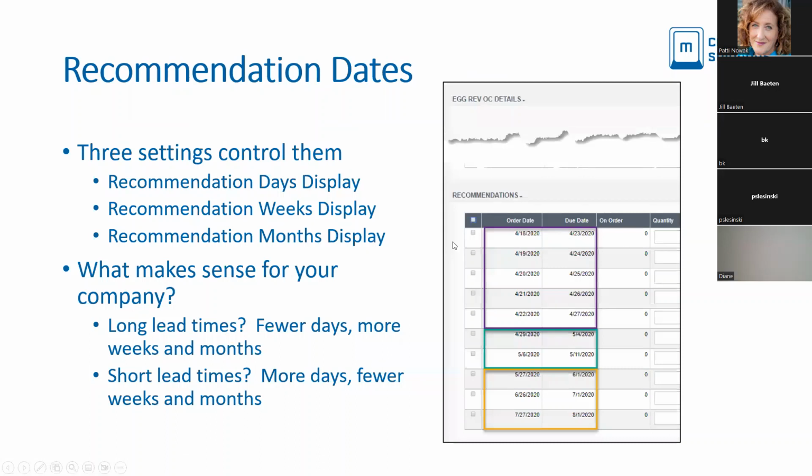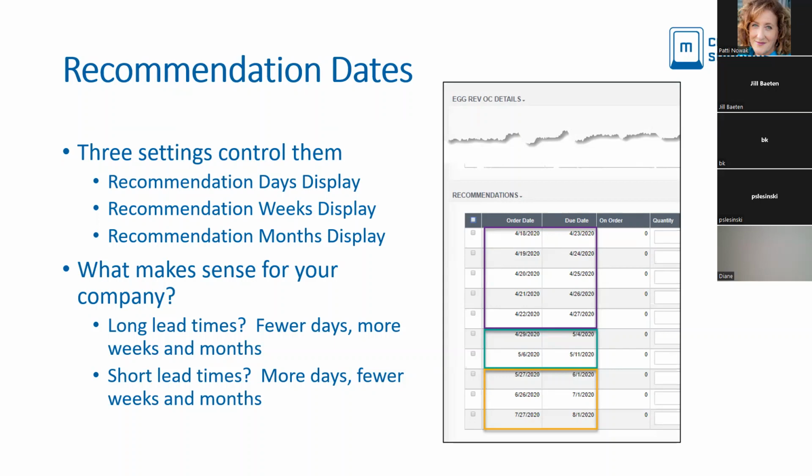In the next page there are settings to control the number of days. So for example, we're going days here. We've got 1, 2, 3, 4, 5 days. Then we switch to weeks and then we switch to months. You can control the number of days, weeks, and months on the recommendation screen with the settings that are on here. And every business and buyer is different. If you have really long lead times, you might want to set fewer days and more weeks or months. Conversely, if you have short lead times, set more days and fewer weeks and months. And remember here, standard min order quantities can factor into those recommendations.